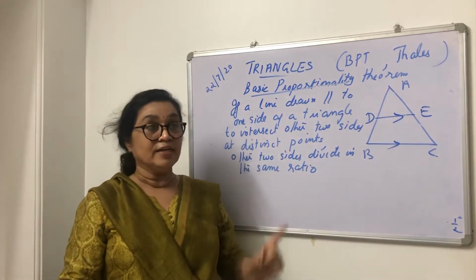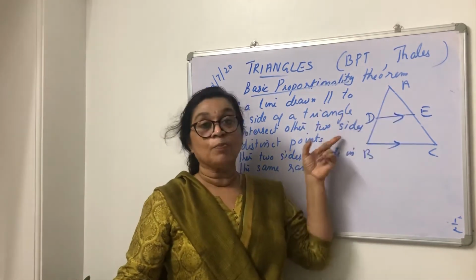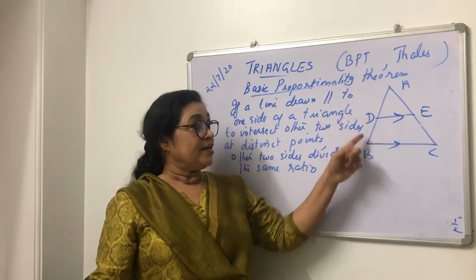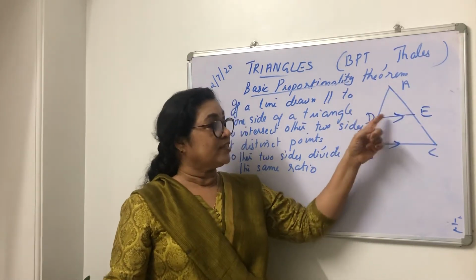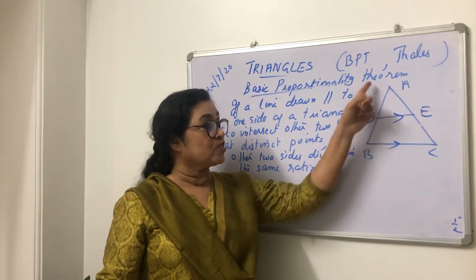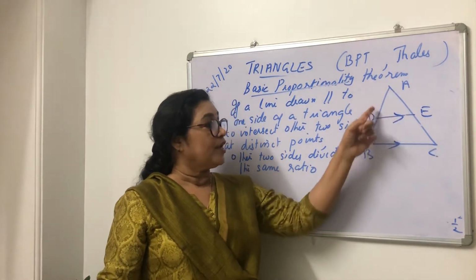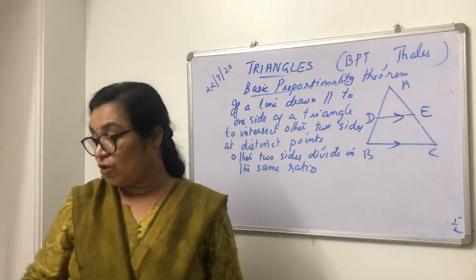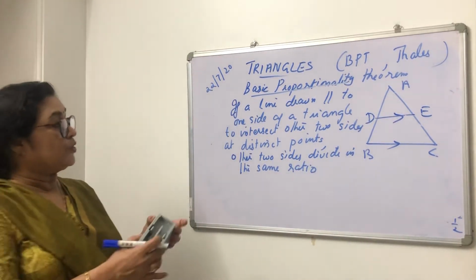Once again, if a line is drawn parallel to one side of a triangle and intersects the other two sides at distinct points, then this line divides the other two sides in the same ratio. AD by DB is equal to AE by EC. So now I am going to prove this theorem.